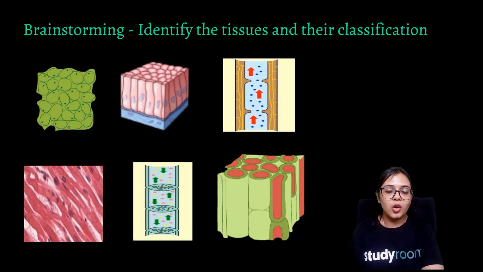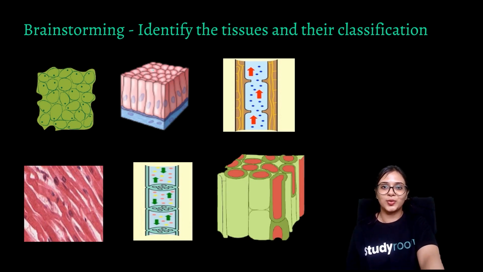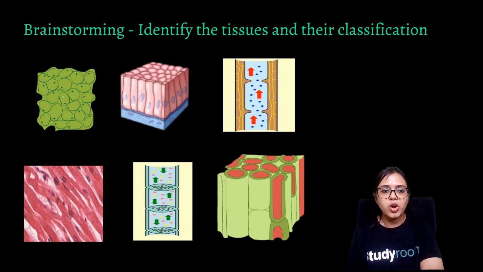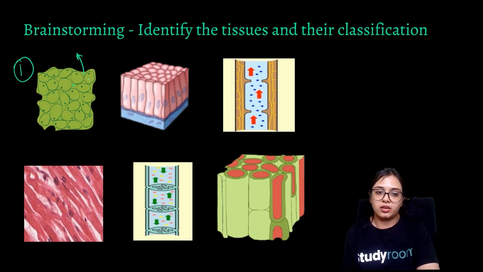Okay, so a question at the end of this part, we have to identify the tissues and the classification. So what does this group of tissue look like to you? Okay, let's see. We have cells. These are loosely spaced. Why? Because we have a lot of intercellular spaces between the cells. You can see over here, right? A lot of intercellular spaces. Also, this is green in color.